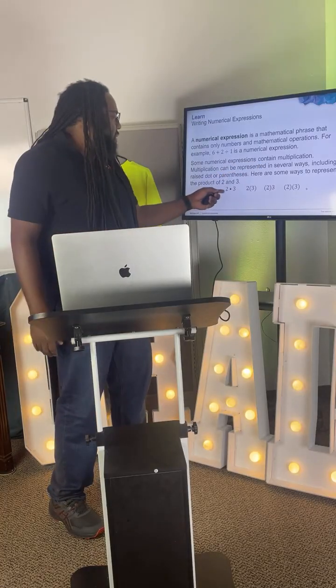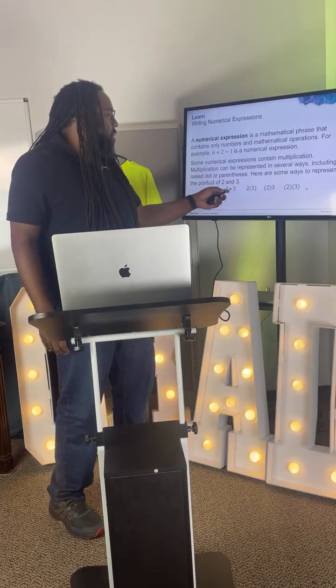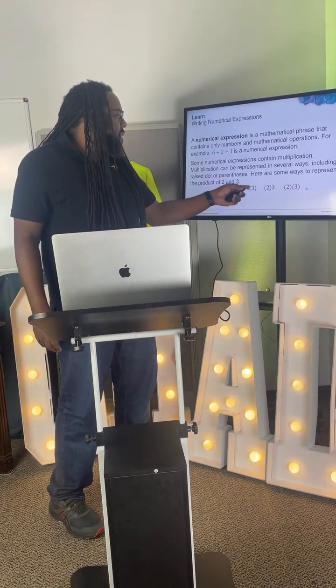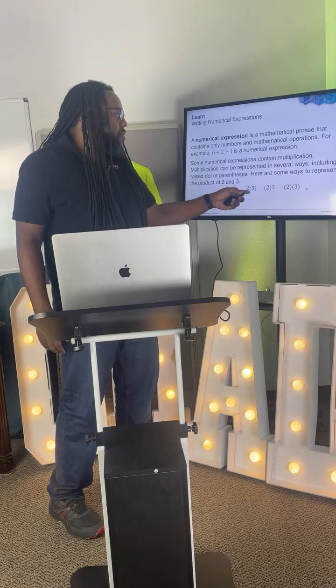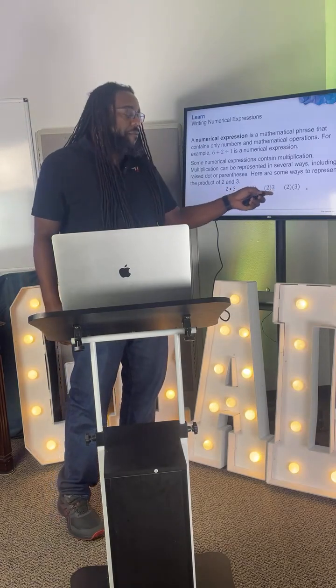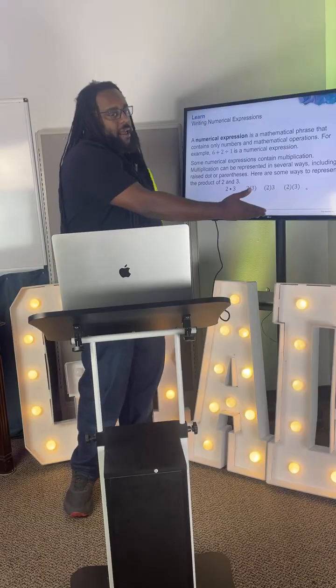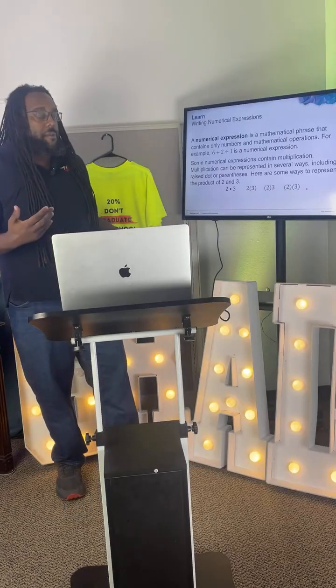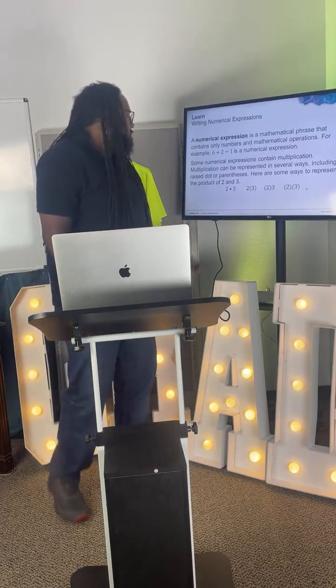You see here we got the 2 times 3 with the raised dot, and over here we have the parentheses around the 3, parentheses around the 2, and both of them in parentheses. These all mean the same thing. They all mean 3 times 2, which equals 6.